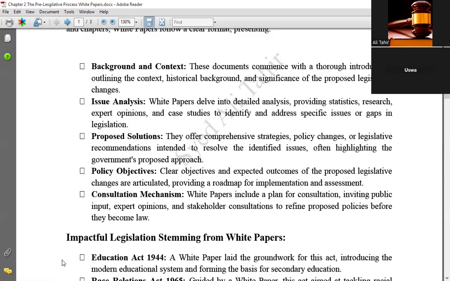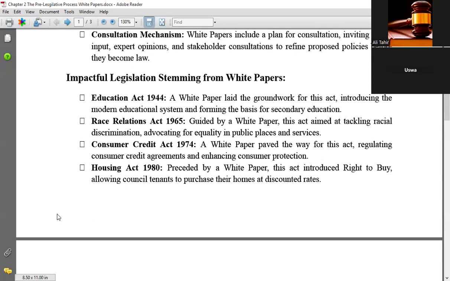Impactful legislations that have originated from white papers. The Education Act of 1944 started out as a white paper and then later on yielded into a proper full-scale law. The Race Relations Act of 65 was guided by a white paper. This aimed at tackling racial discrimination, advocating for equality in public places and services. The Consumer Credit Act of 1974, a white paper paved the way for this act, regulating consumer credit agreements and enhancing consumer protections, which were not very forthcoming before this.